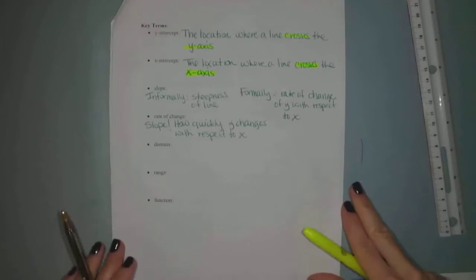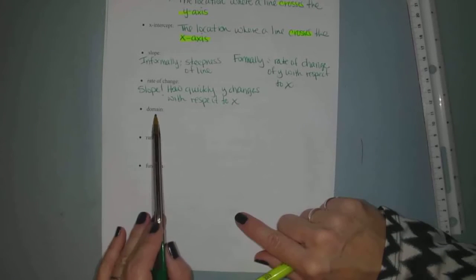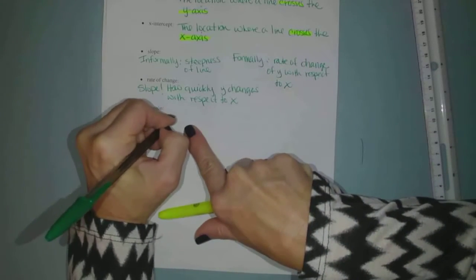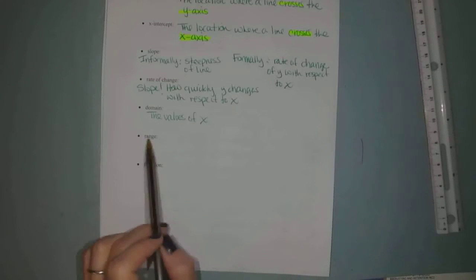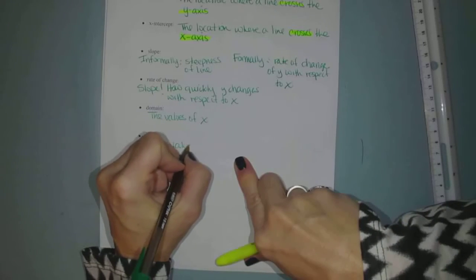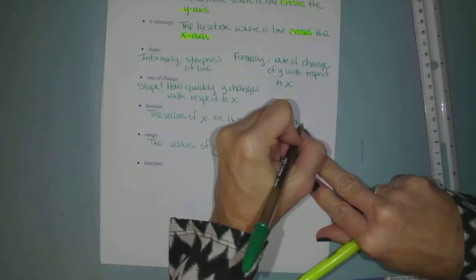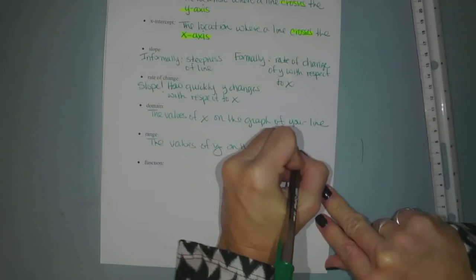Now, domain and range we're going to get into way later in this chapter, but I thought I'd bring them up because you may have heard of them before. The domain of a function or an equation is the values of x. And range, the values of y. And you might be thinking, well, the values of x where? Let's say the values of x on the graph of your line, and the values of y on the graph of your line.